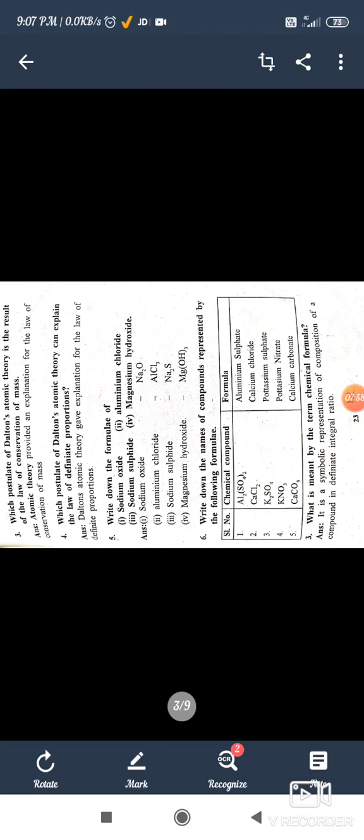Magnesium hydroxide. So magnesium hydroxide means Mg(OH)2. Say the molecular formula of magnesium hydroxide is Mg(OH)2. So the first letter you have to write, the Mg means M is capital, g is small, Mg, and OH. The symbol of magnesium is Mg. So the molecular formula of magnesium hydroxide is Mg(OH)2. Now write down the names of the compounds represented by the following formulas.